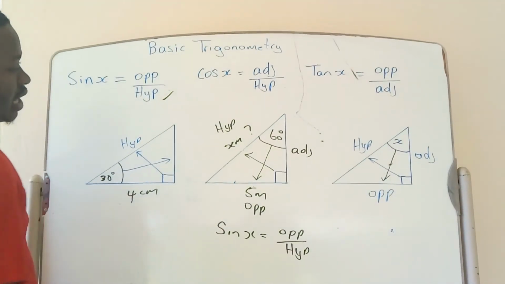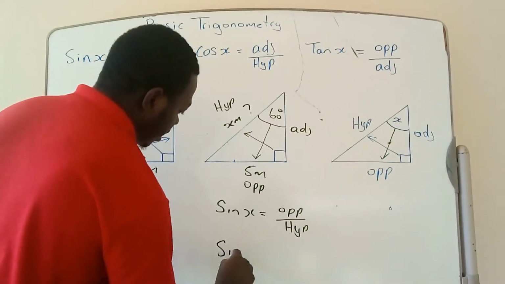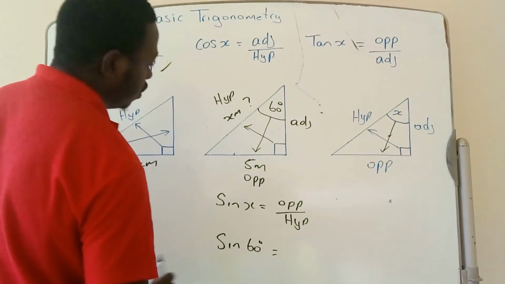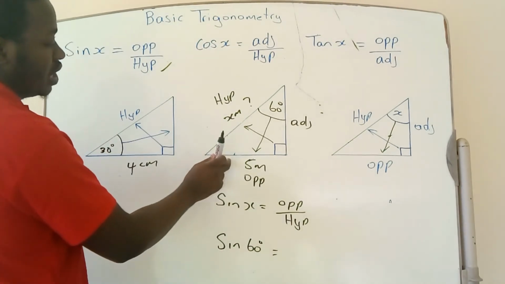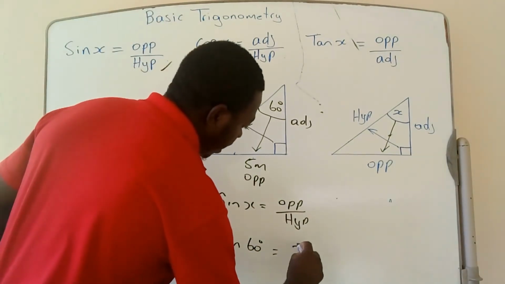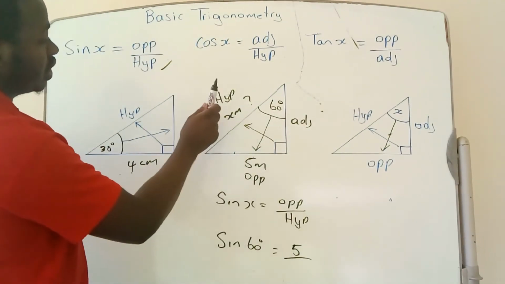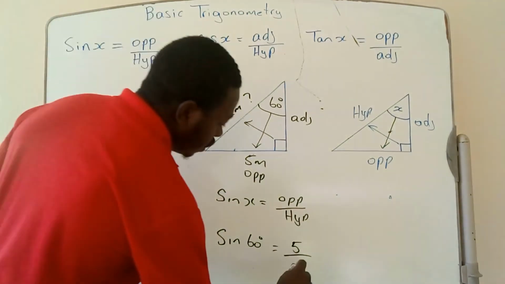Now what is x in this case? X in this case is 60. So write sine 60 degrees is equal to the opposite. But opposite, they are talking about the opposite length, you know. What is the opposite length? 5. So this is 5 over what? The hypotenuse, which is x in this case. They want you to calculate the length of x.